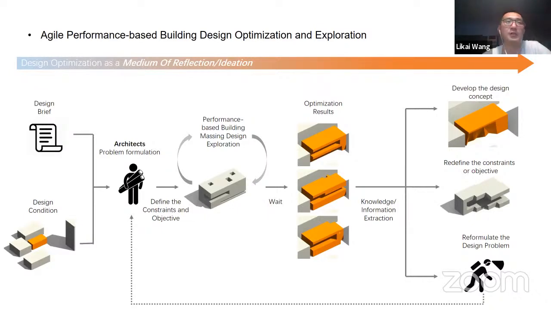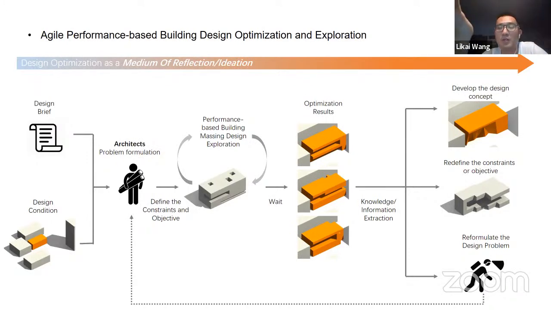Here is the general design workflow when a designer uses the EvoMass. The first thing is to understand the design brief and the design condition. The designer has no need to conceive a design concept or design solution at the beginning. They only need to define the constraint and the design objective for the EvoMass, input them into the EvoMass, and let the EvoMass run the optimization.